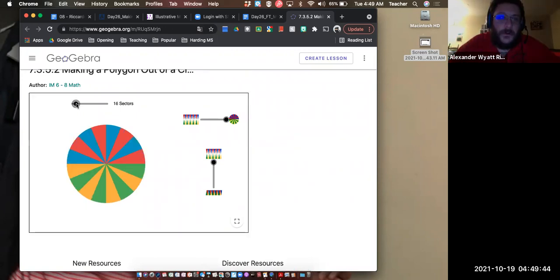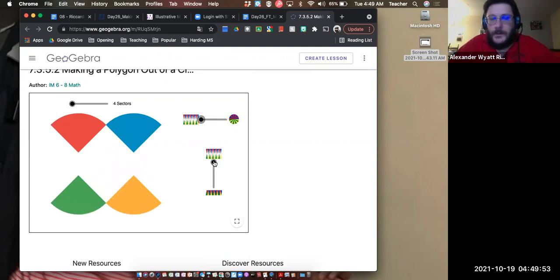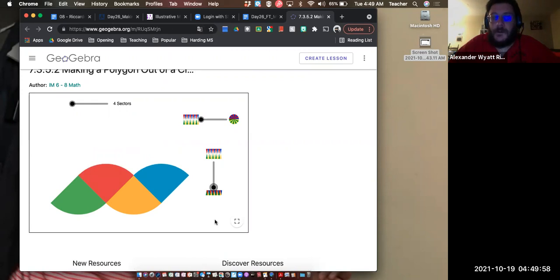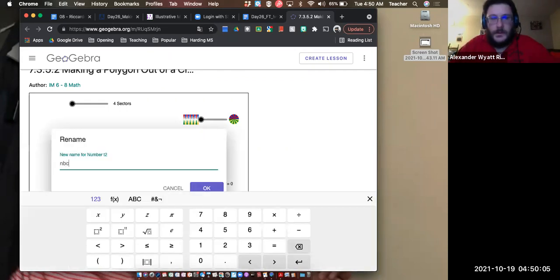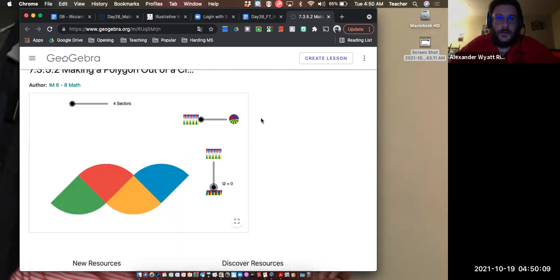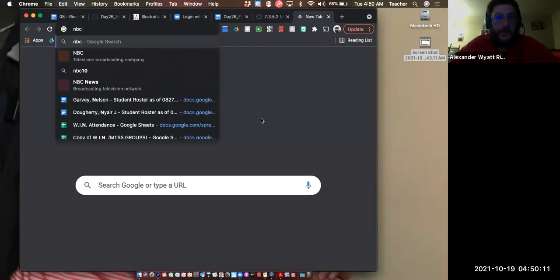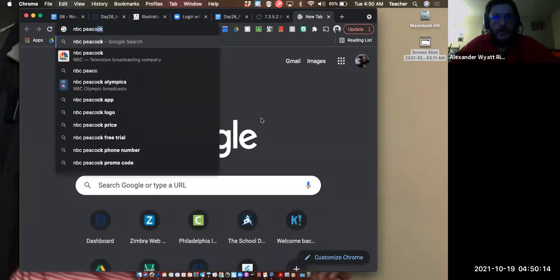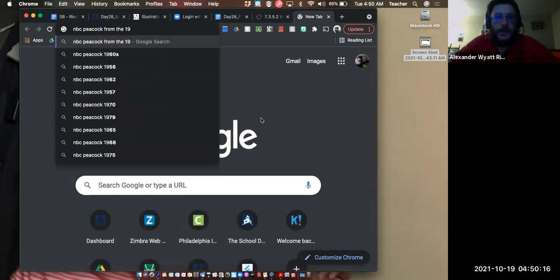If I were to cut this apart, 4 sectors, right? If I were to cut it apart, and then line it up, what is it going to look like? It's going to look like the NBC Peacock from the 60s. No, hold on a second. I did that wrong. All right. NBC Peacock from the 1960s.